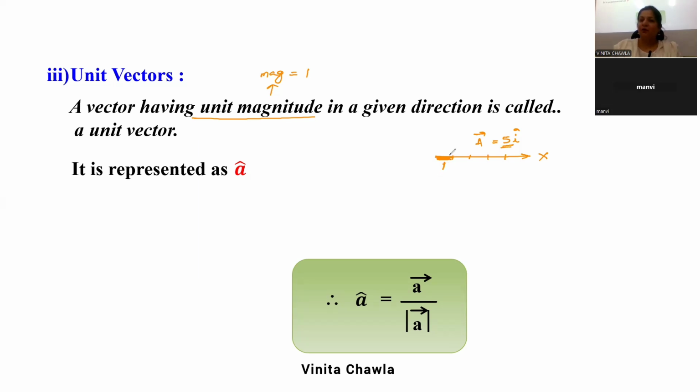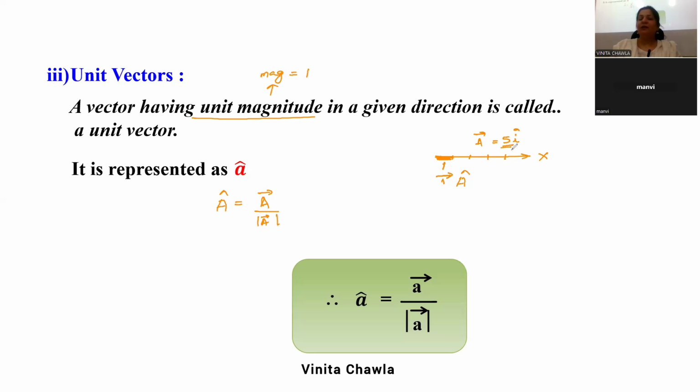If I draw another vector over this vector, of the same direction and magnitude 1 unit, then it is called the unit vector of the given vector. We denote this vector by vector A cap. And this is the formula for finding the unit vector. We just write A cap, and this is equal to vector A, whatever value we have, divided by the magnitude of that vector.